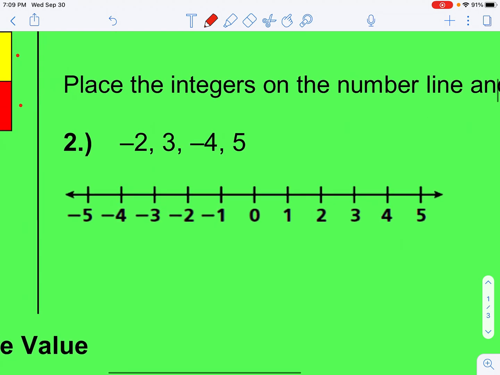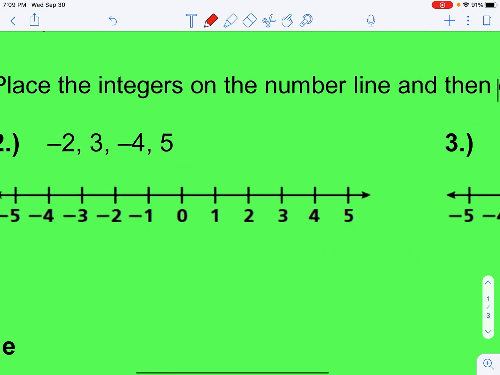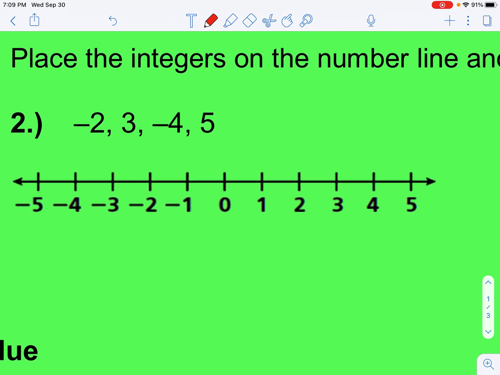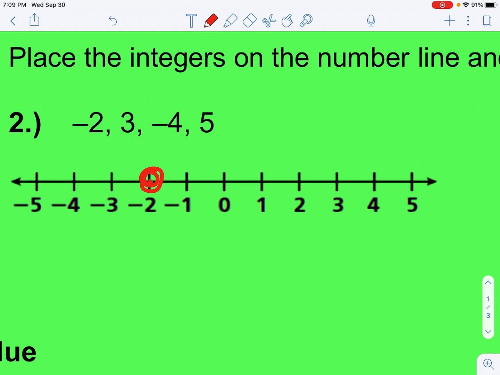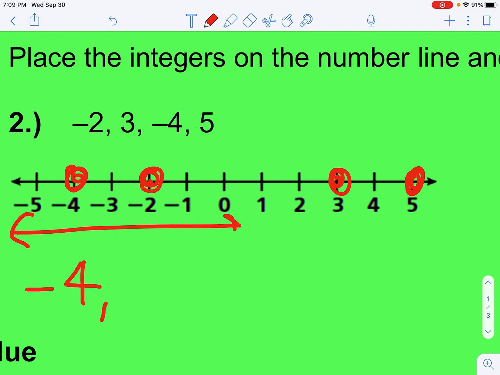Alright, number 2, we need to place these integers on the number line and then order them from least to greatest. I have a -2, a 3, a -4, and a 5. Now when I put them in order from least to greatest, I always start on the left and go to the right. So I have -4, -2, 3, and 5.